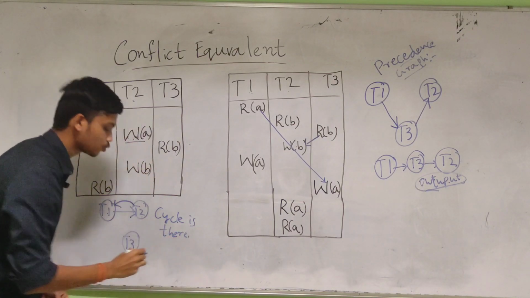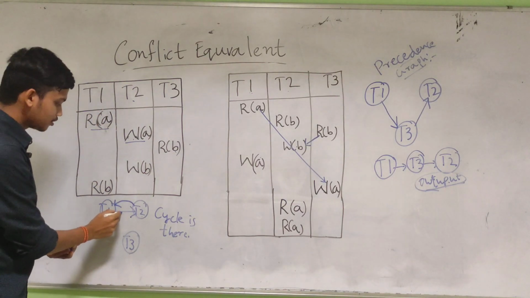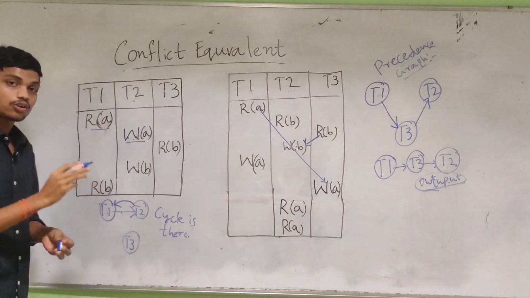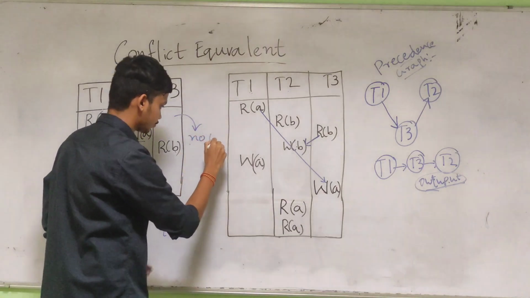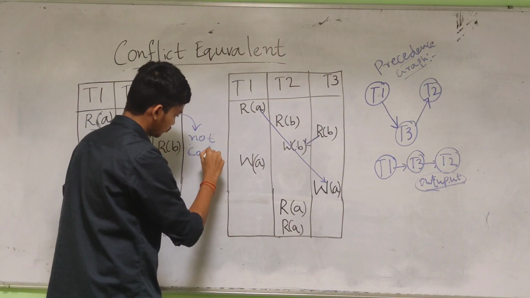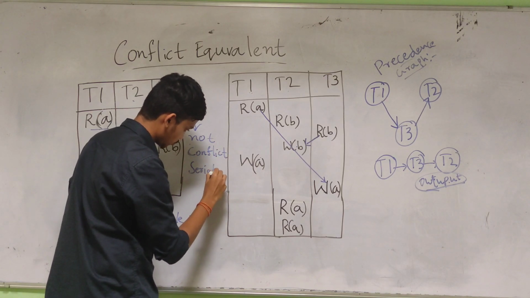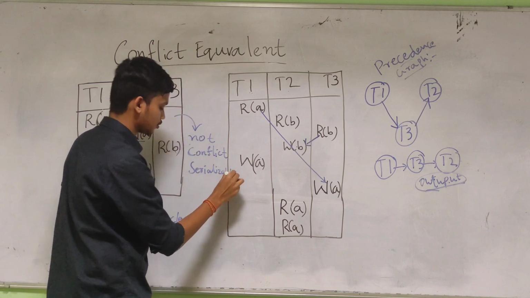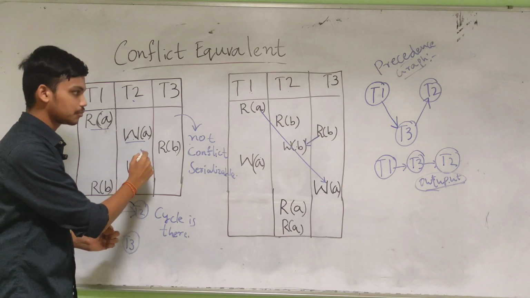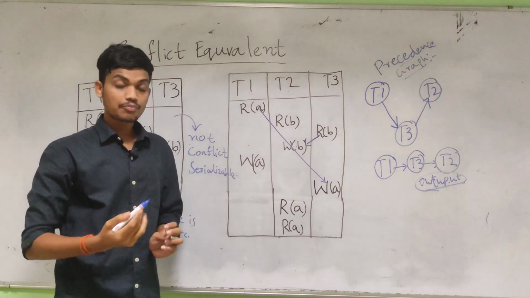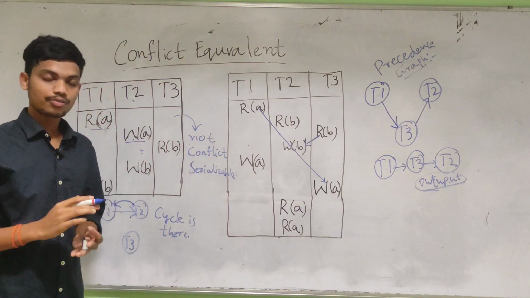Cycle is there. So what can we say from this? Because there is a cycle, this precedence graph says that this schedule is not conflict serializable. I can write it here: this schedule is not conflict serializable. Because this schedule is not conflict serializable, we can't check whether it is conflict equivalent with some other schedule or not. For checking conflict equivalence, it should be conflict serializable.